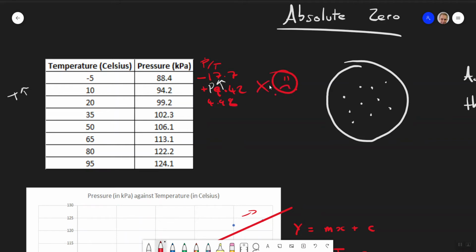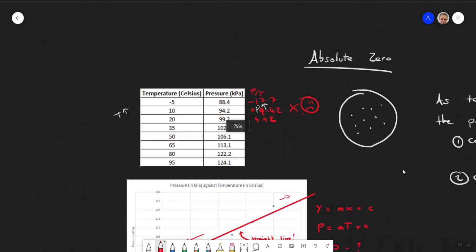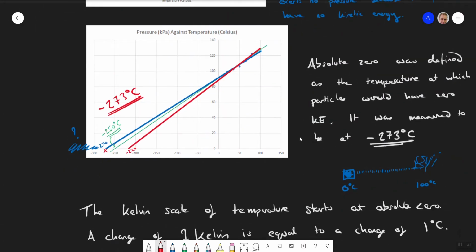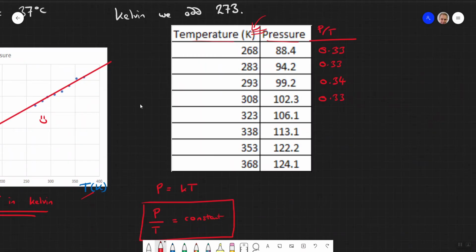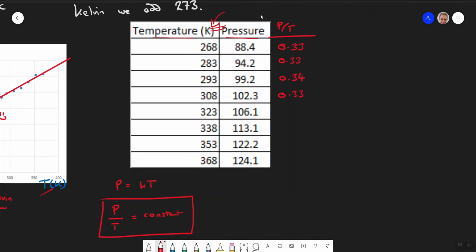Sad. Trying to do this with Celsius doesn't work because the Celsius scale is only based on the fact we live on a planet with frozen and boiling water, whereas trying to do it with the Kelvin scale, this is good. This is what we'll use next time. Excellent. And there we go.